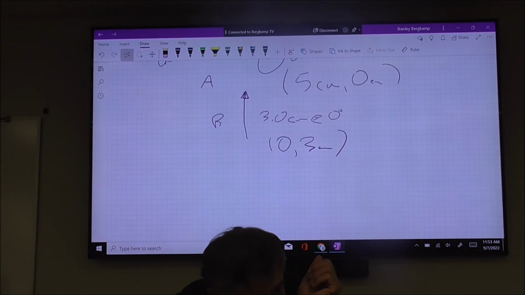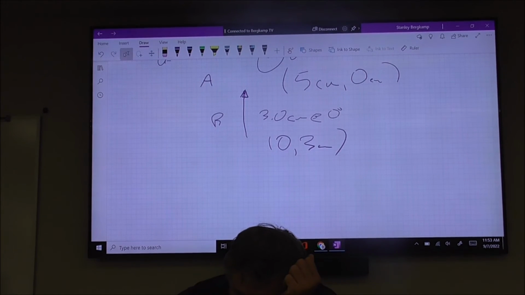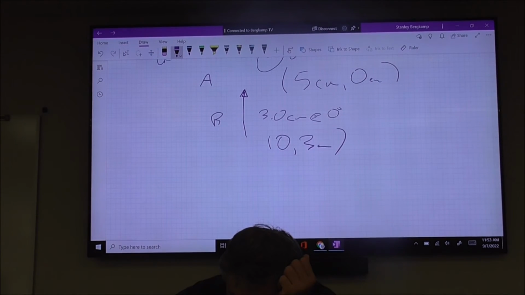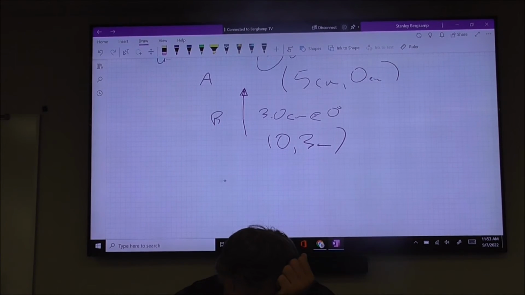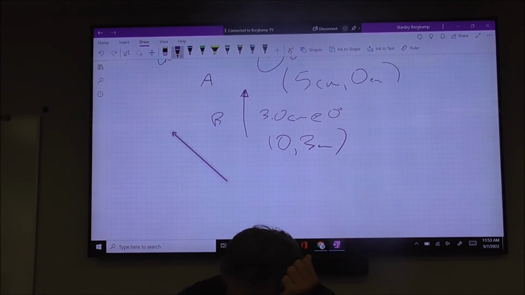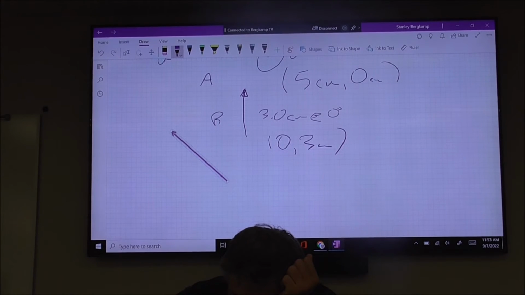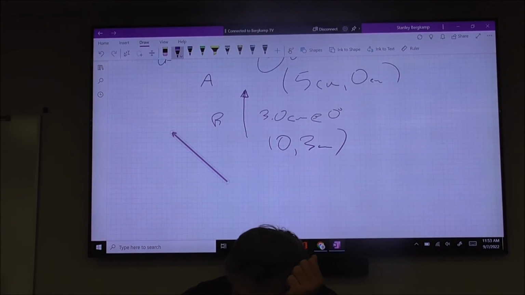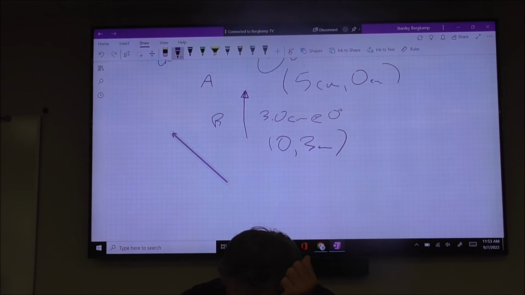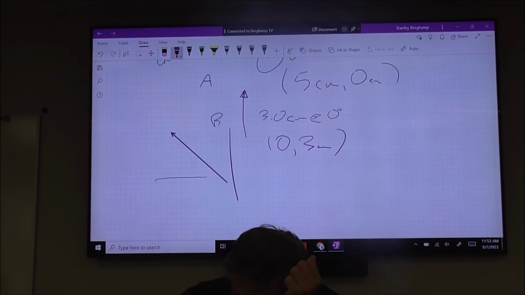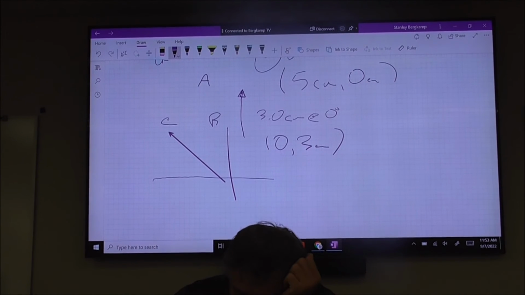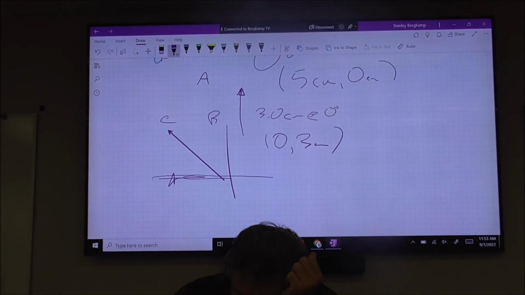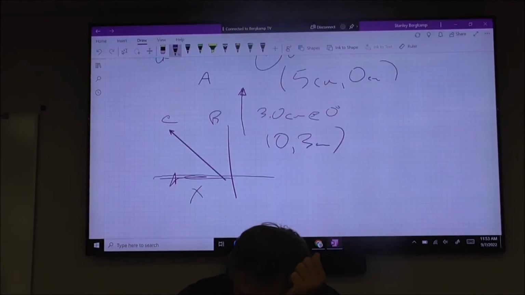So on another sheet of paper, I want you to take your protractor, and I want you to measure out and draw vector C just like you did. Here's going to be vector C. I want you to draw that, and then I want you to measure the x.